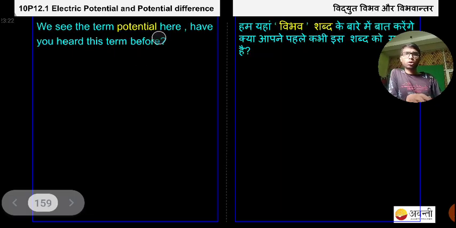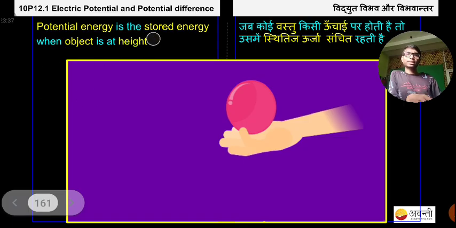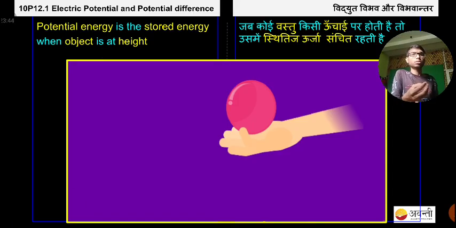We use the term potential here. Have you heard this term before? Yes, we have heard about the term potential energy in the previous class. Potential energy is stored energy when an object is at height. We saw the meaning of this with two beakers, a beaker which was at height. So that activity was about potential energy.